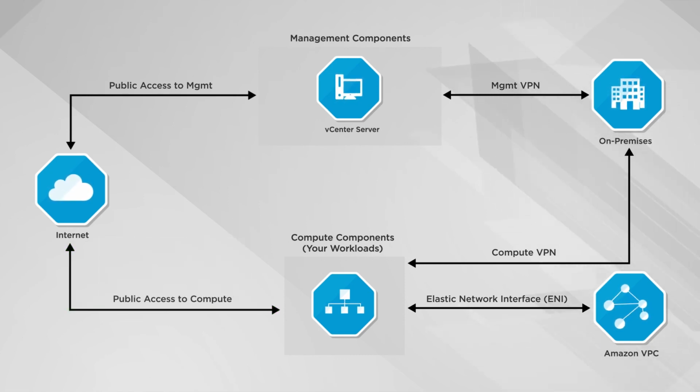That's it. Now that you have connected everything together, you are ready to get the most out of your new VMware Cloud on AWS SDDC. This concludes our explanation of your connectivity options in VMware Cloud on AWS. Thank you.